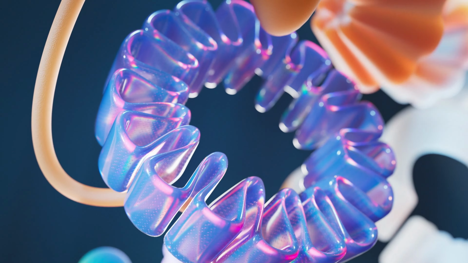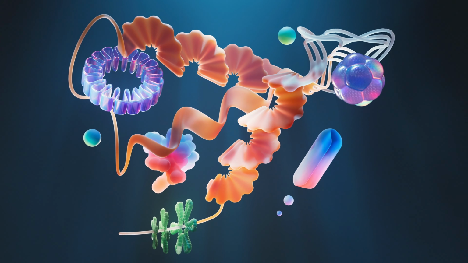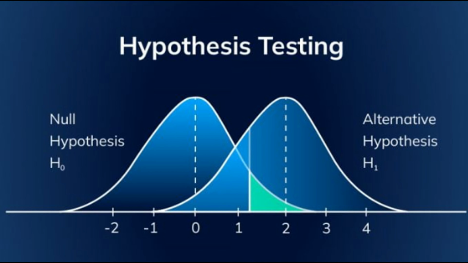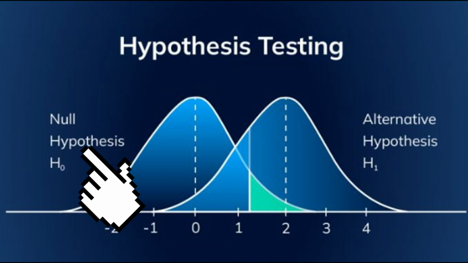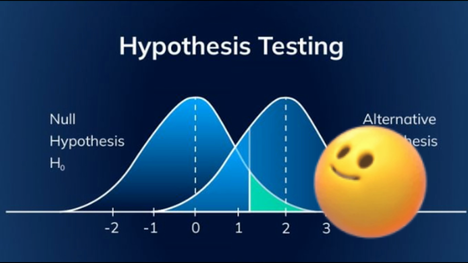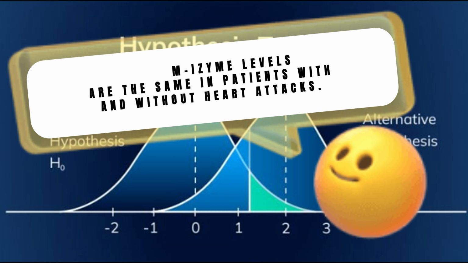Before testing any new protein, scientists need a structured way to decide if the test actually works. That's where hypothesis testing comes in. In hypothesis testing, there are two main ideas: null hypothesis, H0. This is the default assumption. For our protein test, it says M-izime levels are the same in patients with and without heart attacks.